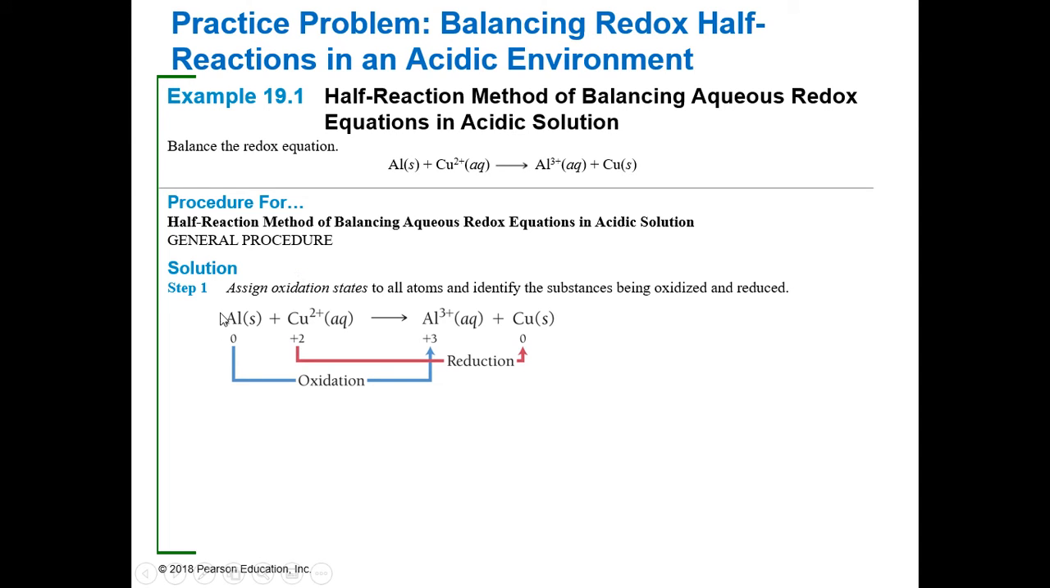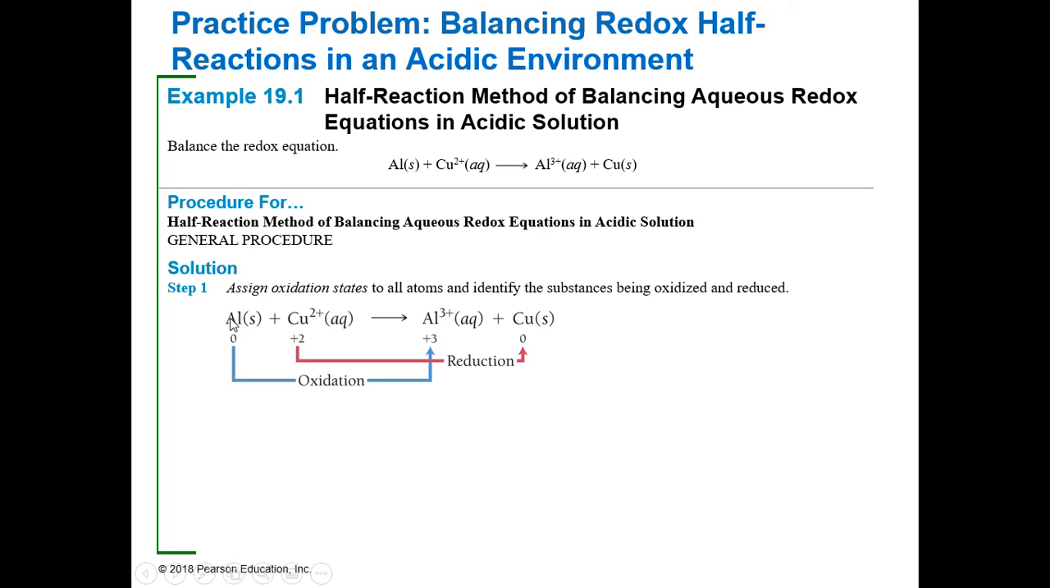So aluminum's a free element. Its oxidation number is 0. Copper has a 2+ charge. We're going to use the ion's charge, so it's going to be a +2. Aluminum will be a +3. Copper will be a 0. So assign those oxidation states first. Then let's look at the change.